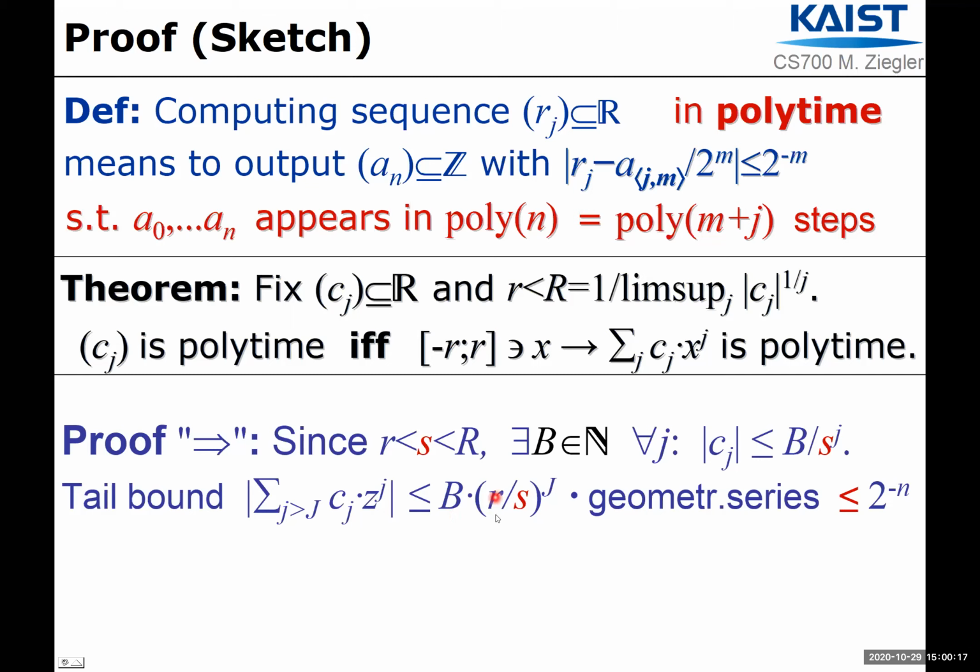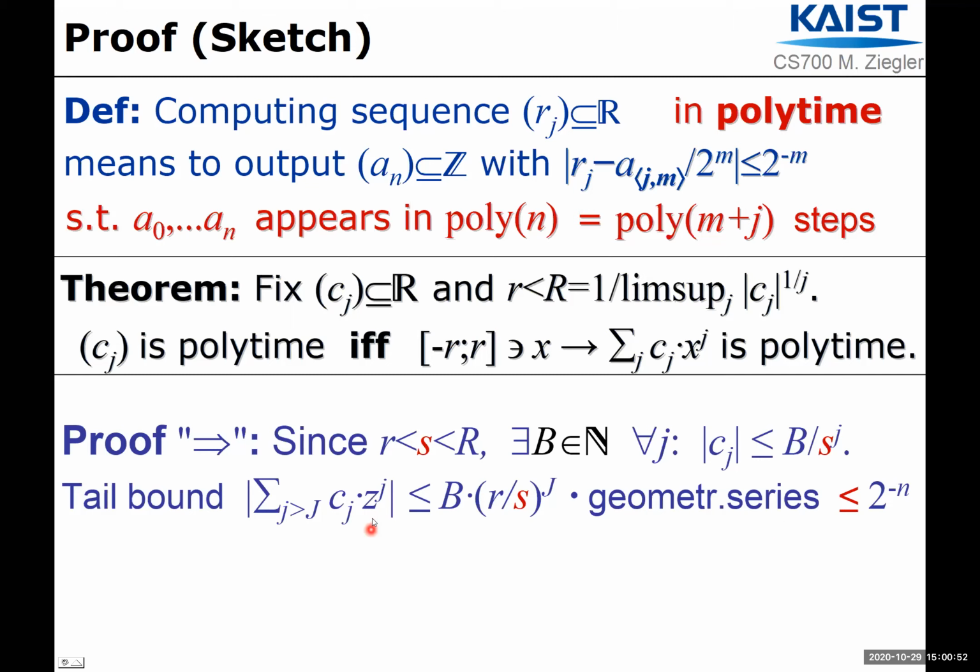So the first term is this, and then there's something that is basically independent of capital J, right? The value of a geometric series that depends on R and S, but not on J. And we want that to be smaller than 2 to the minus n in order to approximate that infinite power series, that infinite Taylor series, up to error 2 to the minus n, and we need to choose capital J large enough so that this cutoff error becomes smaller than 2 to the minus n.